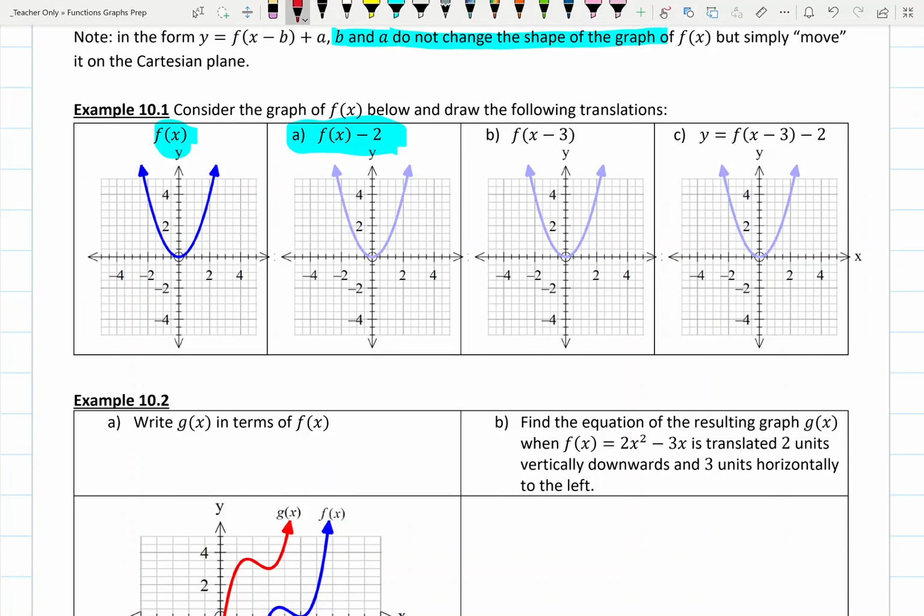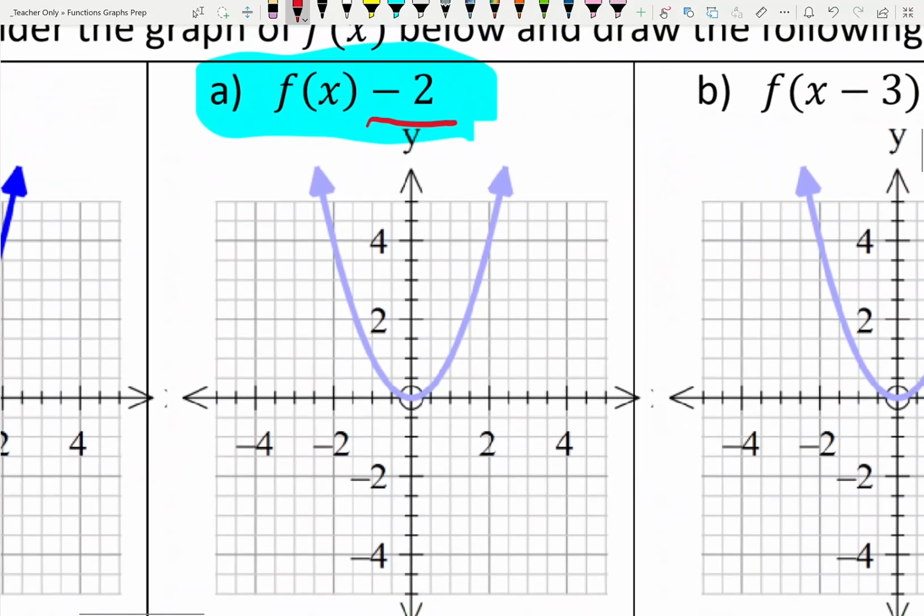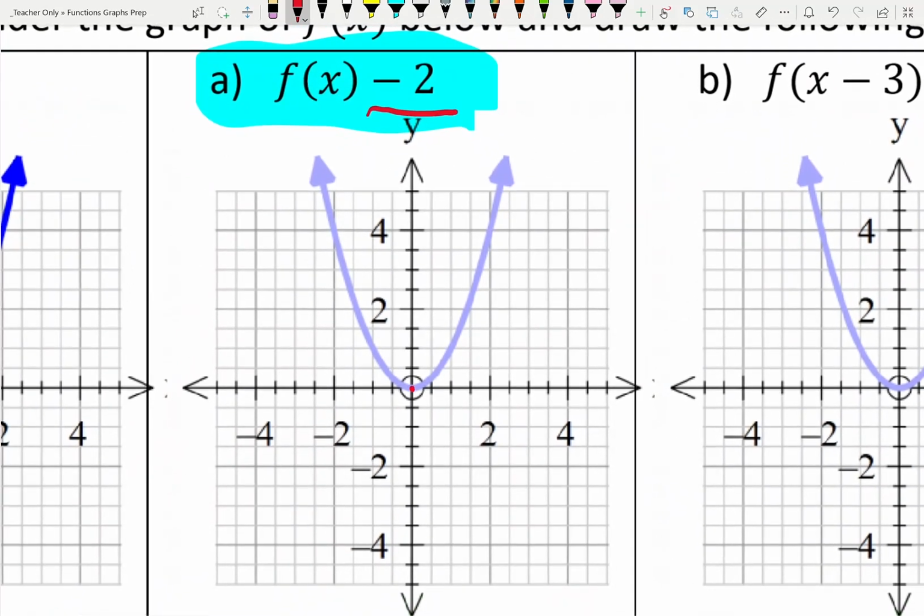Now the minus 2 is not inside the bracket, which means it's a vertical translation. It's negative, so we're moving 2 units downwards. So the way that we do it is we simply pick a critical point. Here's our point 0, 0. We move it 2 units downwards to 0, negative 2. We can pick another point here, 2, 4, and move it down 2 units to 2, 2. Negative 2, 4, we move it down to negative 2, 2.